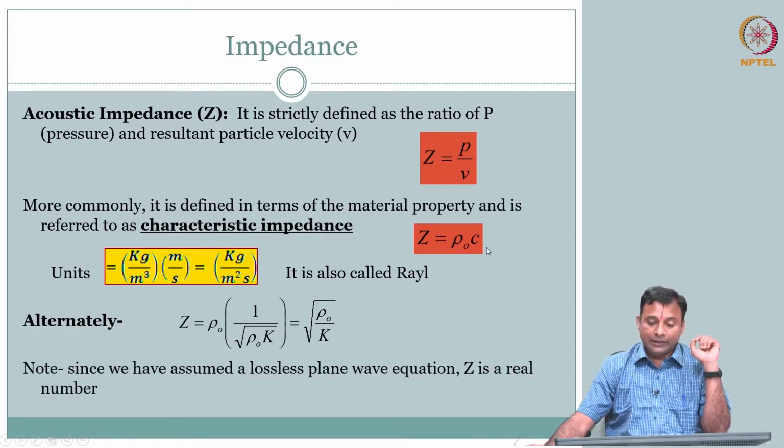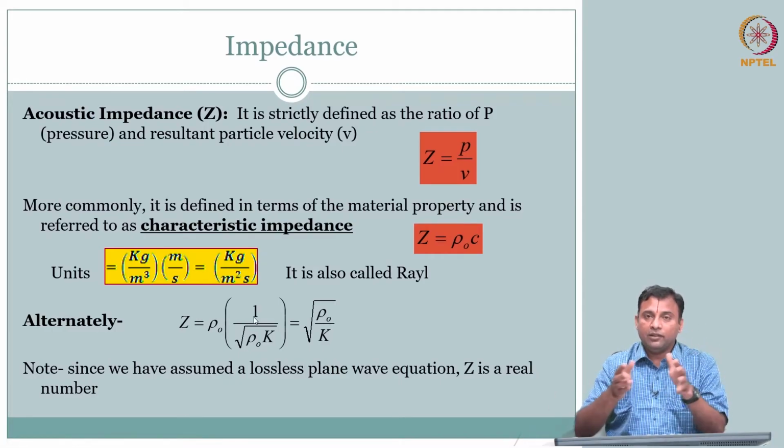So actually, we have assumed a lossless plane wave equation. Right now we have just talked about a plane wave, there is no loss. So Z is a real number. Because of this assumption, but in reality that may not be the case.